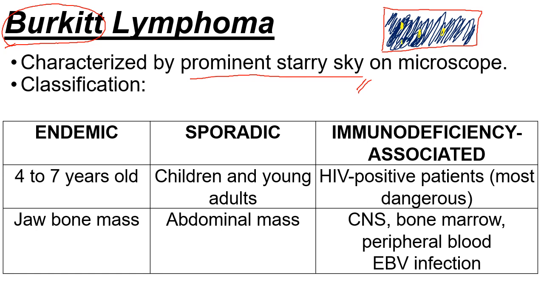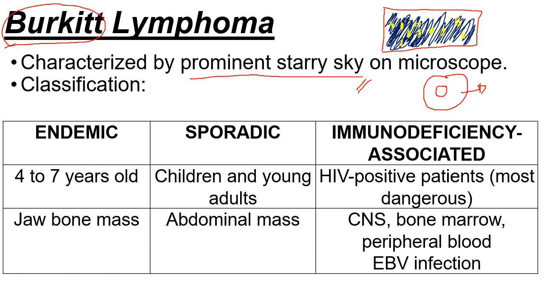Nakikita nyo ba? Actually, sorry sa drawing ko. Mamaya papakita ko naman yung actual microscopic appearance. So, ito yung itsura ng starry sky appearance. Yung ating mga lymphocyte has a lot of glycolipids, no? So, mas maraming cytoplasmic content na walang kulay. So, ito yung nagkakos ng star-like structure.